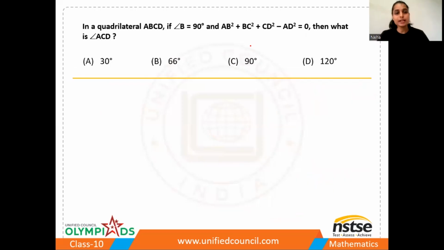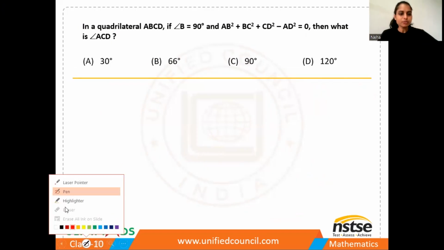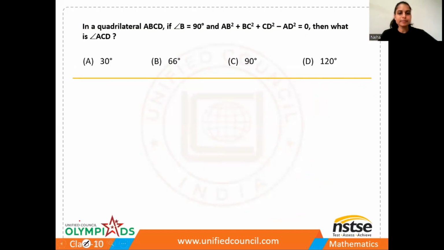So here students, this is the next question. In the next question, they are talking about a quadrilateral ABCD. First let me draw a quadrilateral ABCD. They are talking about a quadrilateral, not a parallelogram or anything else. So let's suppose here this is a quadrilateral A, B, C, and D. And one more thing is also there that this is a right angle, this is 90 degrees.